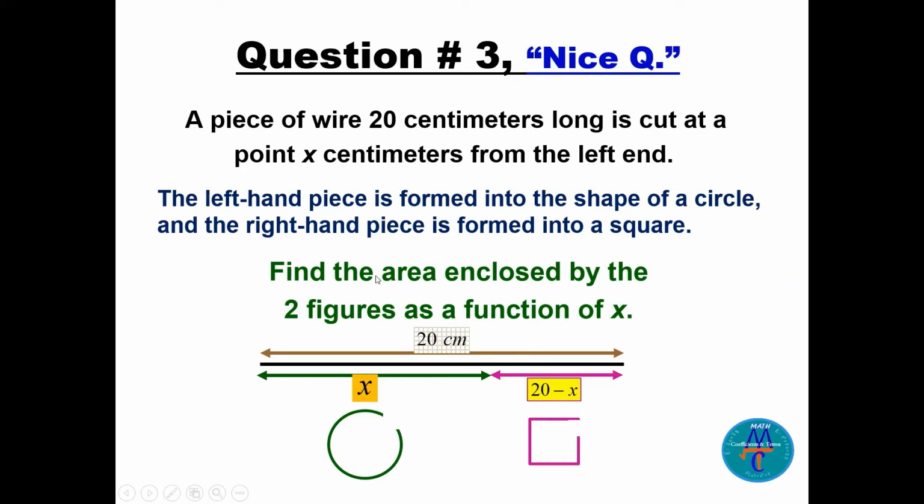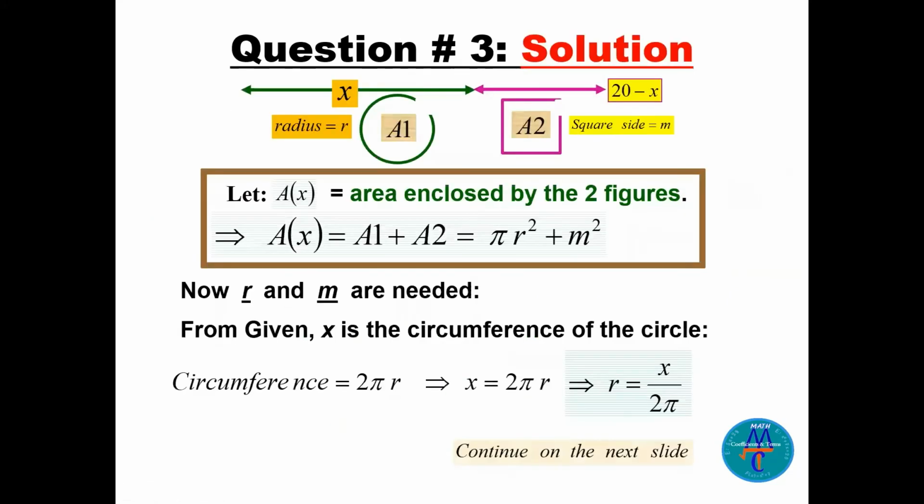So what do we need? Find the area enclosed by the two figures as a function of X. So we have to find the area of the circle. We have to find the area of the square. Then we add them as a function of X. So it's a little harder. So let's go slowly here.